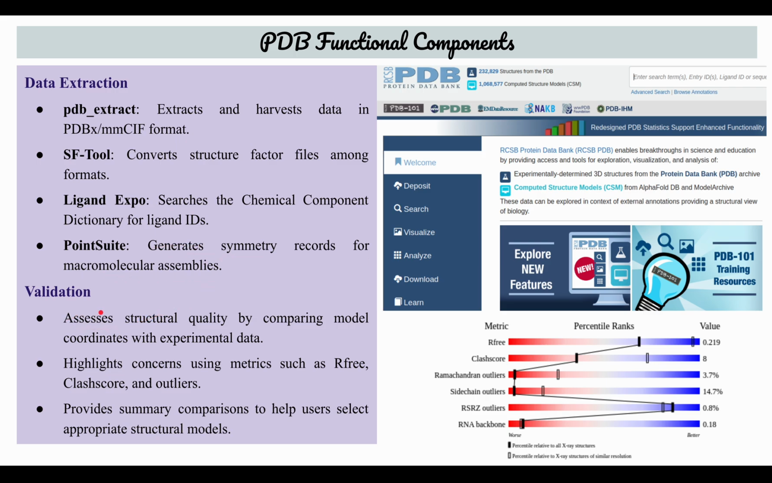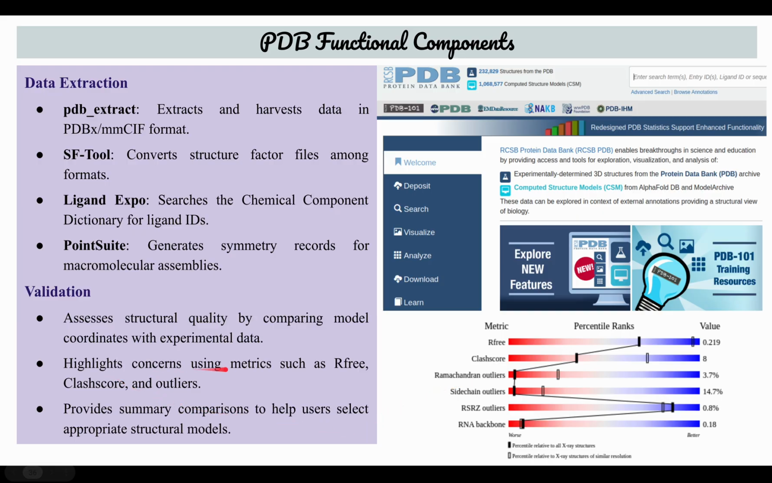Then comes validation. In case of validation, it assesses the structural quality by comparing the model coordinates with the experimental data. It also highlights the concerns using metrics such as R-free, clash score and outliers. There are different such metrics on which the validation is done, and it is checked whether these outliers are low or high. Depending on these values, it is decided whether the PDB will accept the structure which you have submitted, or you need to perform certain refinements.